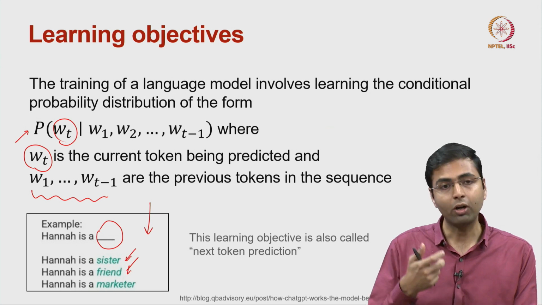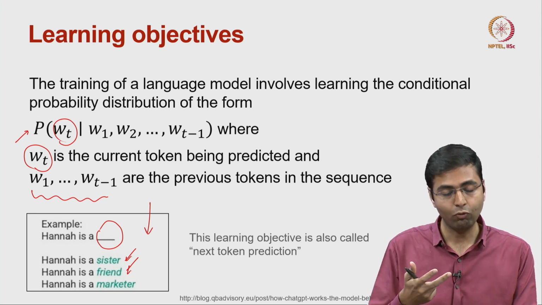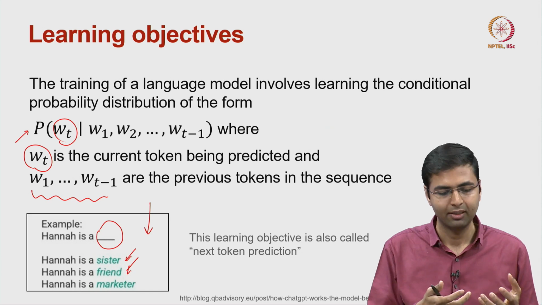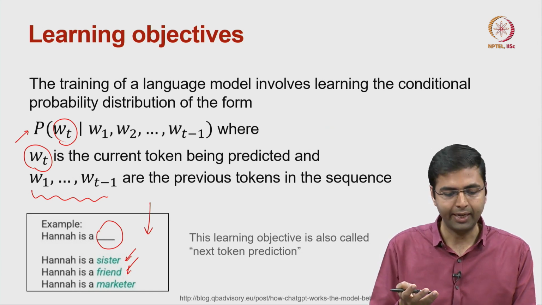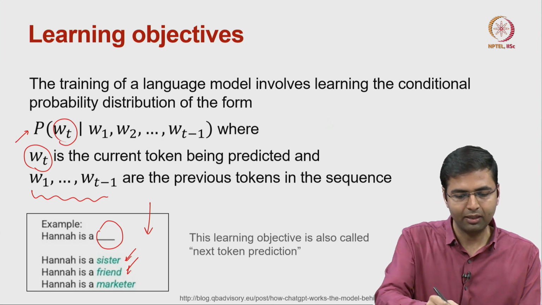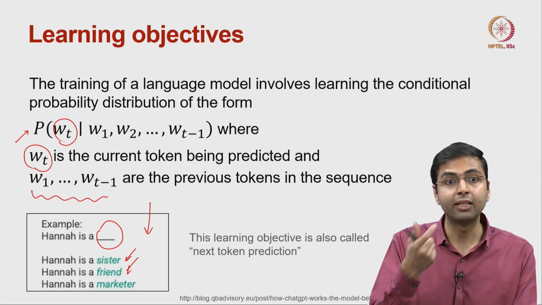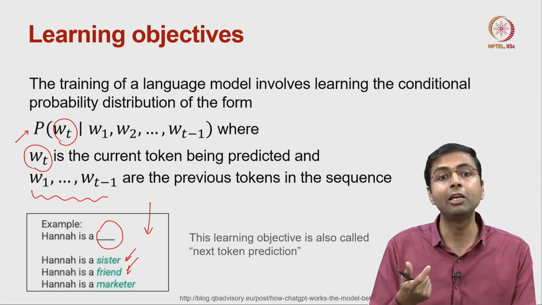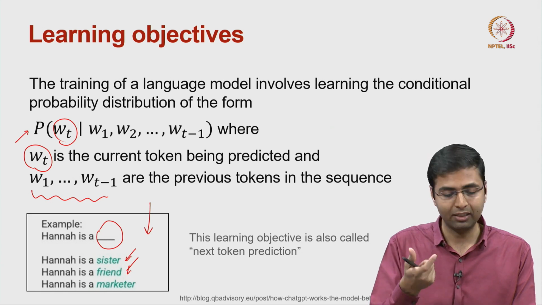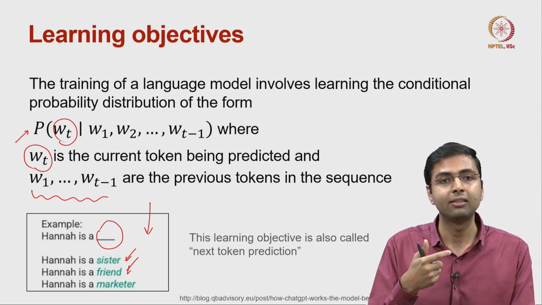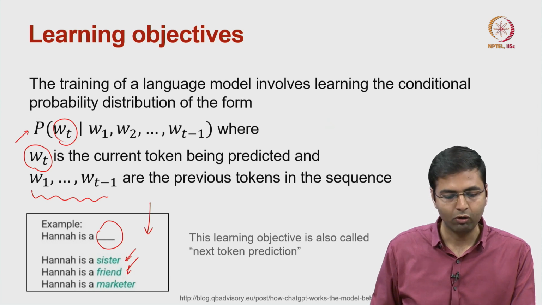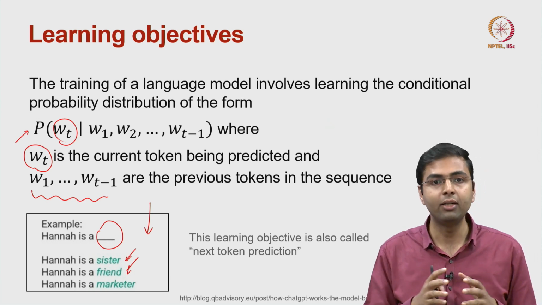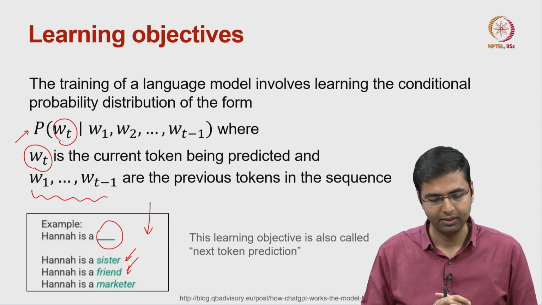And depending on what patterns have been observed in the data, the probabilities of different tokens would vary, right? So, for example, the probability of the word brother instead of sister would be extremely low, because that pattern would be seen much less in the data. Now, this type of learning objective is called next token prediction.